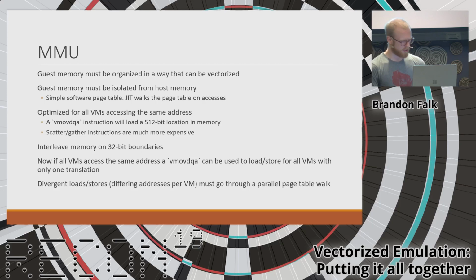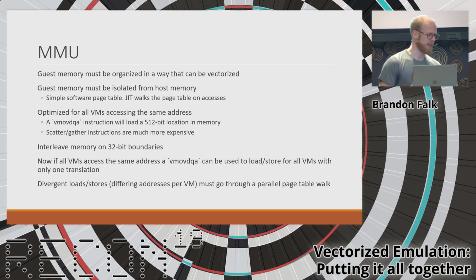So to get memory to be fast in this vectorized environment, we have to kind of optimize for the default, the common case. And in this case, the most default situation is that all the VMs are accessing the same memory. The amount of influence that your user input actually has on the program is usually pretty small. So typically the stack accesses are the same, they're accessing the same address, and thus I wanted to optimize for when all the VMs are accessing the same memory.